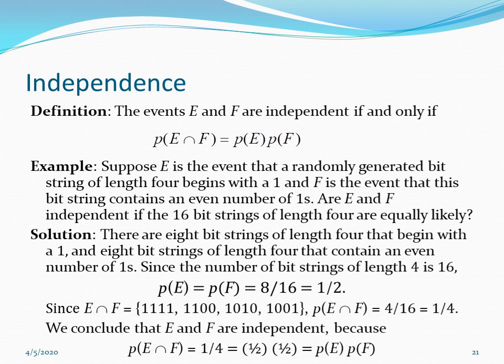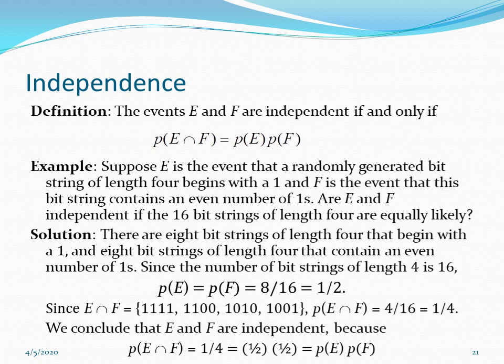Now, how many bit strings start with 1? Well, there are 8 bit strings that start with 1. So the event E has 8 strings. Now, what about the event F? There are 8 bit strings that contain an even number of ones. Because the number of bit strings of length 4 is 16, half of them will have an even number of ones, and half of them will have an odd number of ones. So the two events have the same number of elements, and their probabilities will be equal. The probability of E is equal to the probability of F, which is 8 over 16, which is equal to 1/2.